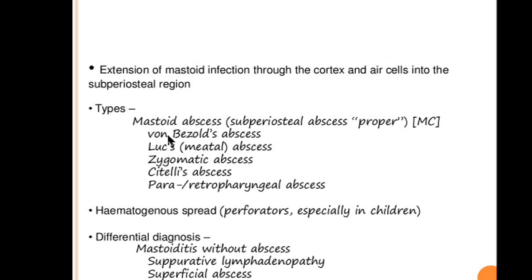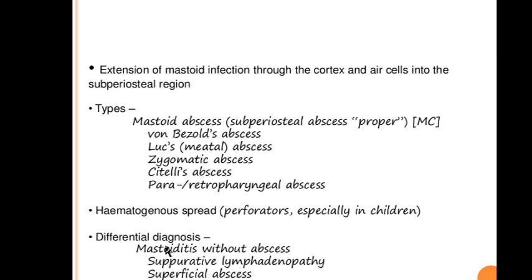So, Bezold's abscess, where? Tip cells, sternocleidomastoid. Luc's abscess through the meatus. Zygomatic abscess through the zygomatic arch. Citelli's abscess, what did I tell you? Sinodural angle. So Citelli's abscess and para or retropharyngeal abscess. Okay, Citelli's abscess right here means the occipital region. I'm sorry, it's not that. It is through the occipital region. Okay, hematogenous spread. And then differential diagnosis.